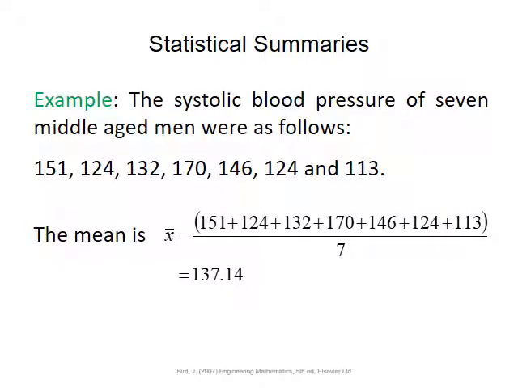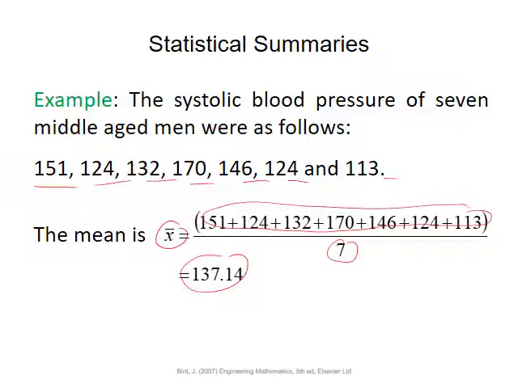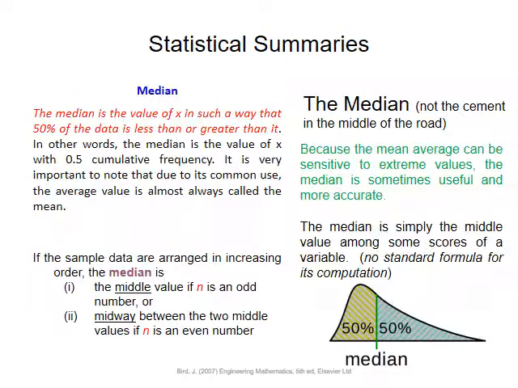Another example of average or mean is the systolic blood pressure of 7 middle-aged men, which was as follows. He gave you 7 men, with their pressures, and we want to find the average. We add them, as you can see here, sum them, and divide by 7, which gives you the average of this group of men.